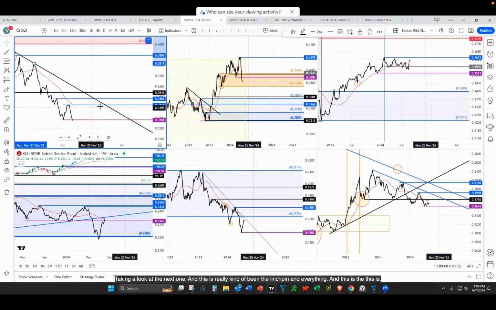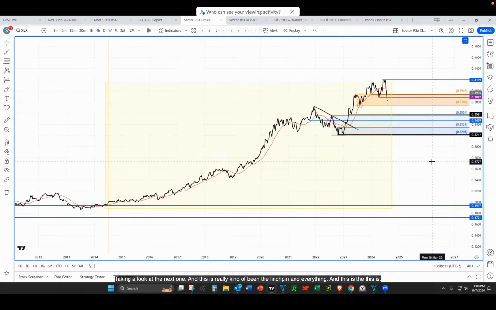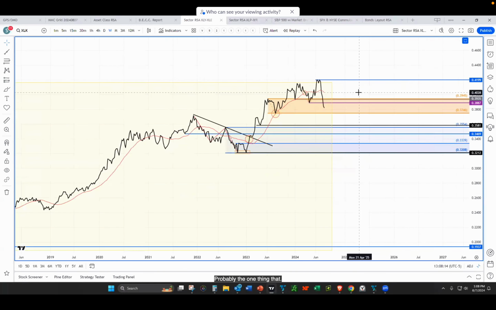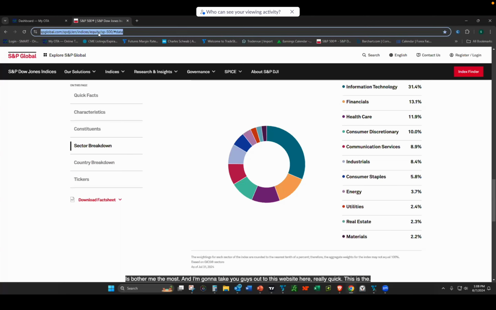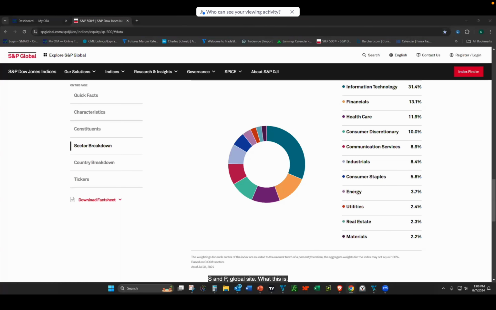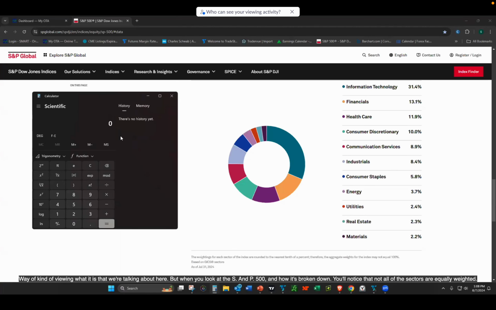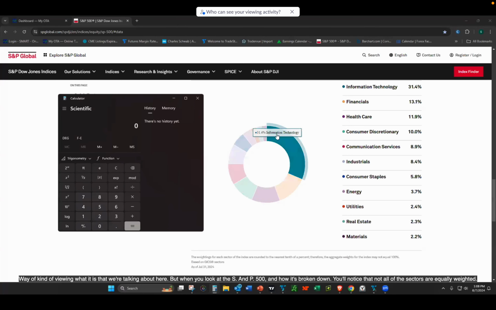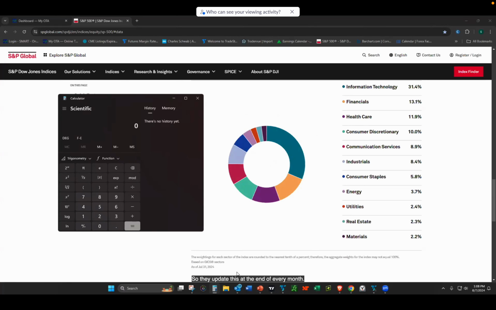Taking a look at the next one, and this has really been the linchpin in everything. This is probably the one thing that is bothering me the most. And I'm going to take you guys out to this website here really quick. This is the S&P Global site. This is a breakdown of the S&P 500 by sector. All right, and this is another way of viewing what we're talking about here. When you look at the S&P 500 and how it's broken down, you'll notice that not all of the sectors are equally weighted. They update this at the end of every month, and it gives you the weighting for each of those sectors.